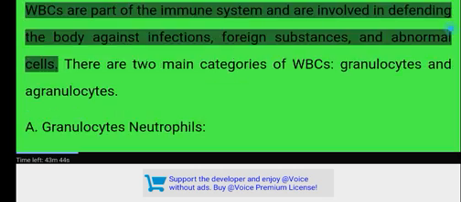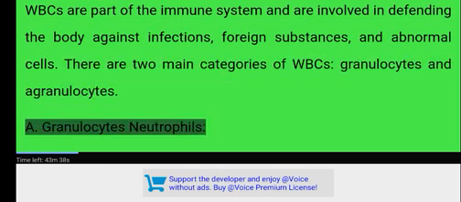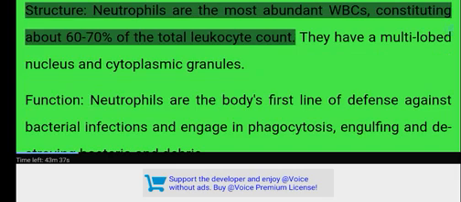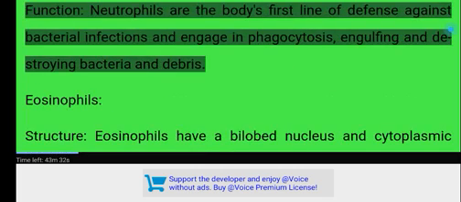2. White blood cells (leukocytes). WBCs are part of the immune system and are involved in defending the body against infections, foreign substances, and abnormal cells. There are two main categories of WBCs, granulocytes and agranulocytes. A. Granulocytes. Neutrophils. Structure. Neutrophils are the most abundant WBCs, constituting about 60-70% of the total leukocyte count. They have a multi-lobed nucleus and cytoplasmic granules. Function. Neutrophils are the body's first line of defense against bacterial infections and engage in phagocytosis, destroying bacteria and debris.